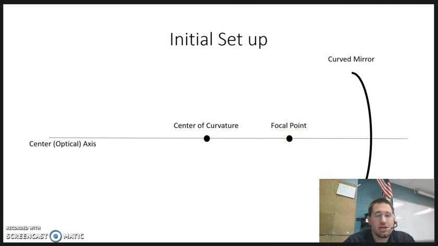And then the last thing that we need for our setup is, of course, our object that we want to reflect off of this mirror. And some objects are represented by arrows, sometimes you do them as stick figures, doesn't matter which. What we do need, though, is just something to represent it. So I'm going to use an arrow here.